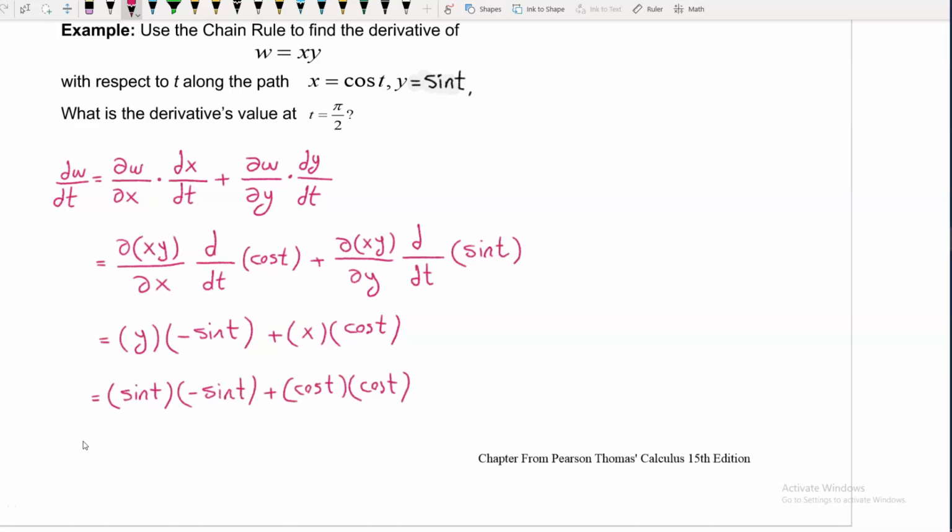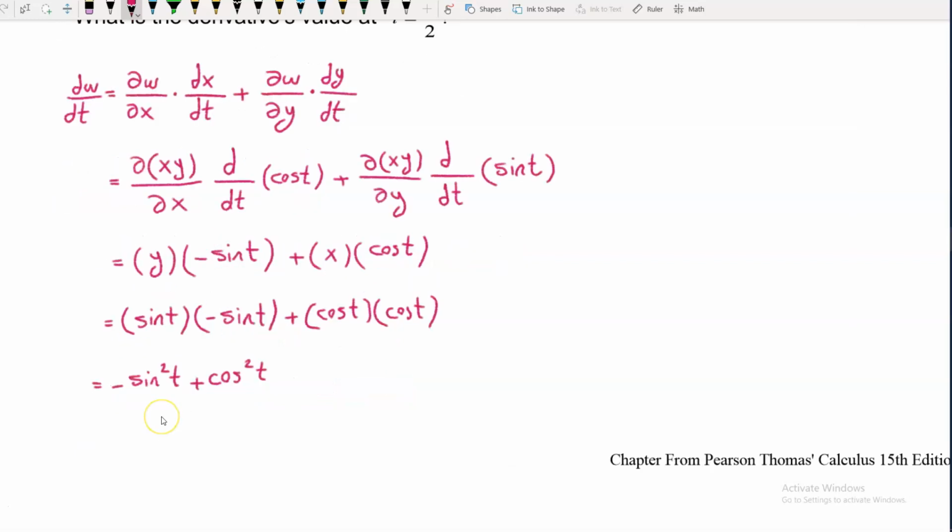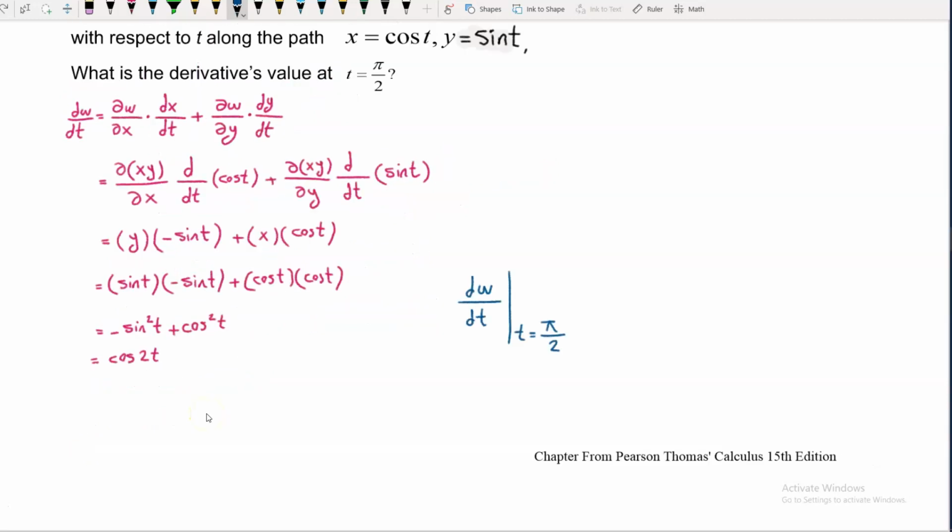And this is equal to, so y is equal to sine t, here we have sine t times negative sine t plus x is equal to cosine t, so here we have cosine t times cosine t. And this is equal to negative sine squared t plus cosine squared t, and it's equal to cosine 2t. So the derivative of w with respect to t evaluated at t equal to pi over 2 is equal to cosine 2 times pi over 2, which is equal to cosine pi, and cosine pi is negative 1.